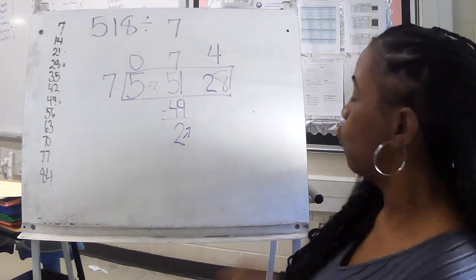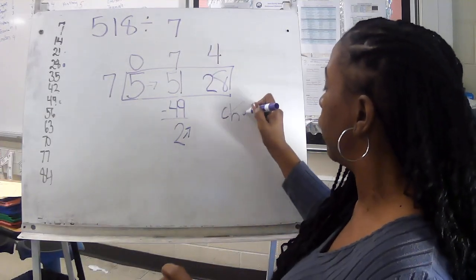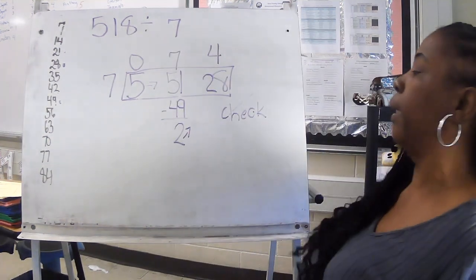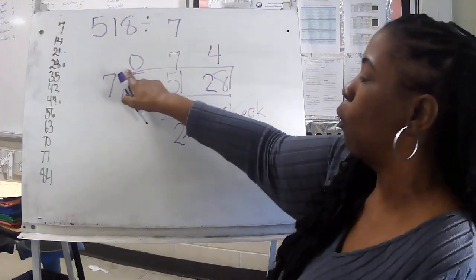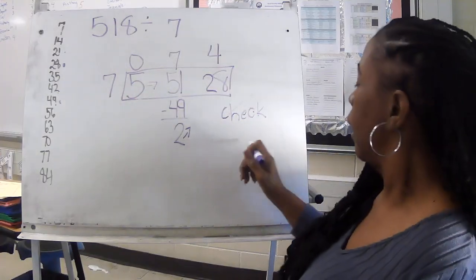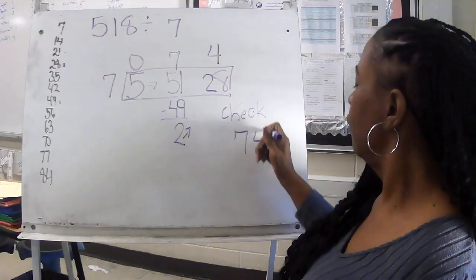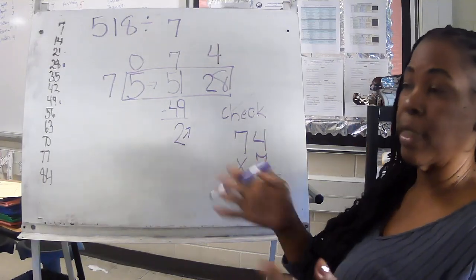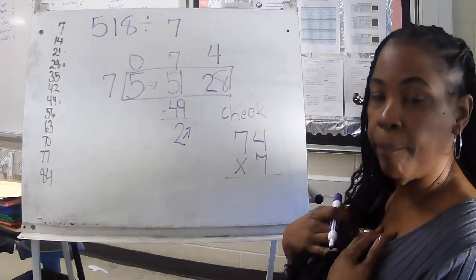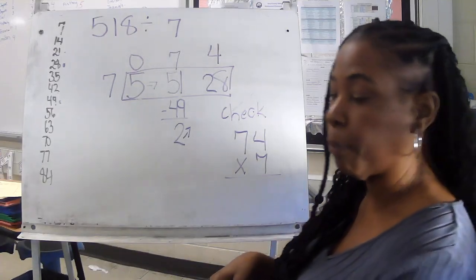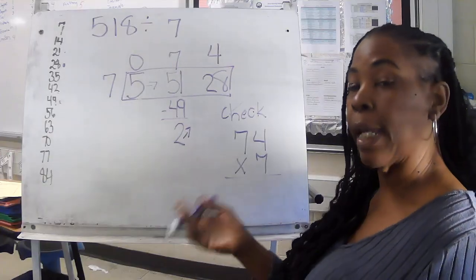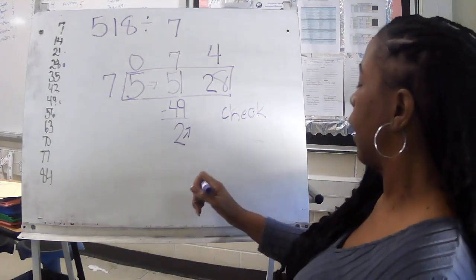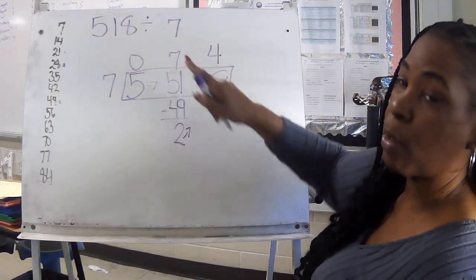But we must check. That is, the checking part is also part of the problem. It cannot be left out. So I'm going to take my quotient, which is my answer, and it's 74 times 7. Now, I do standard because that's my go-to, okay? But if your child's strength is the distributive property, do that. If it's the area model, do that. So in fact, I want to do the distributive property, okay? So this is 2 digits, so I only need 2.